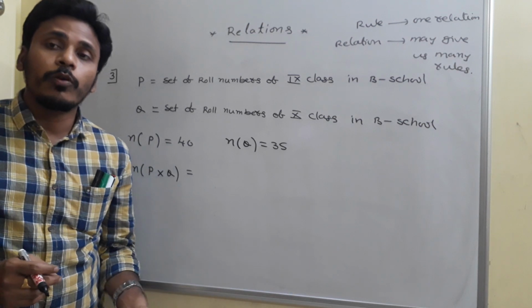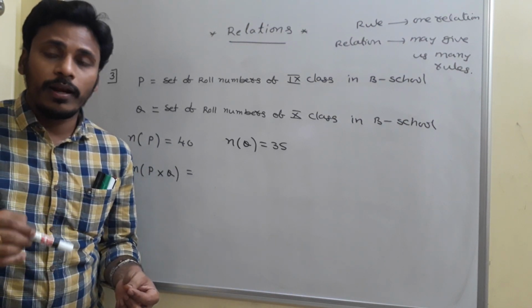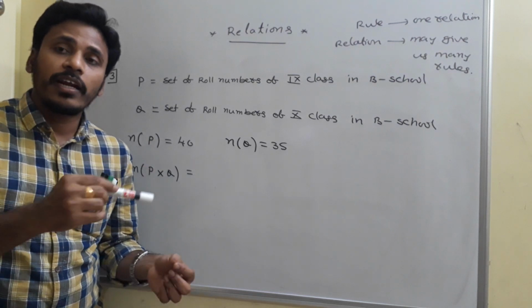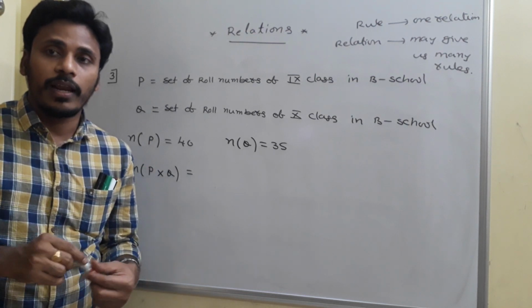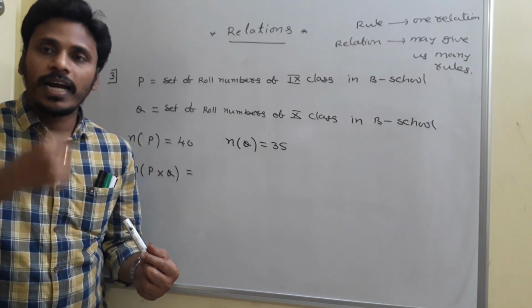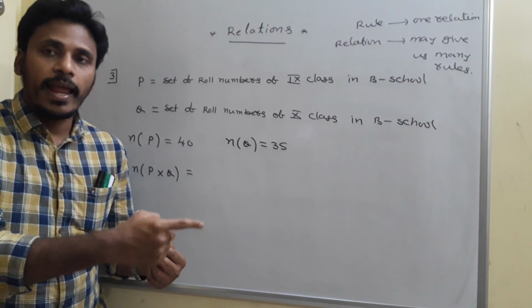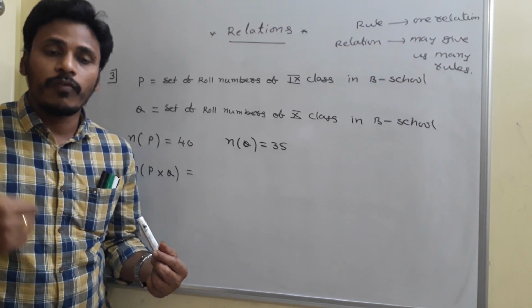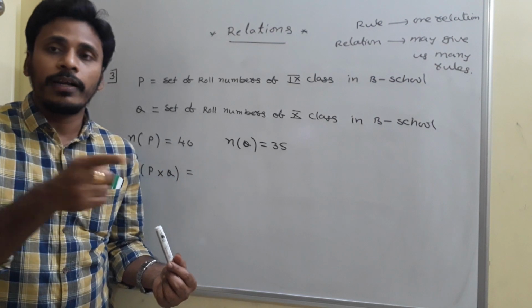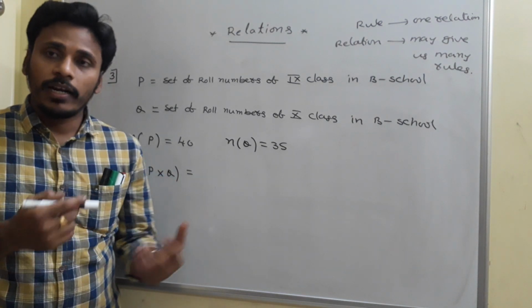See, in how many possible ways will I connect? The first student, roll number 1 of 9th class, I am connecting to every roll number of the 10th class. Okay, 1 comma 1, 1 comma 2, 1 comma 3, 1 comma 4, up to 1 comma 35. Like that I will connect roll number 1 of 9th class to every person of the 10th class. So like that we need to connect in all possible ways.